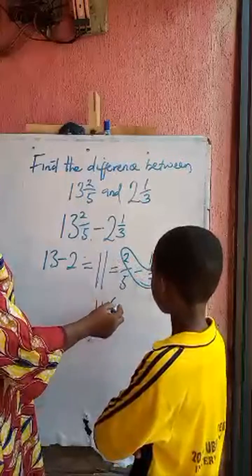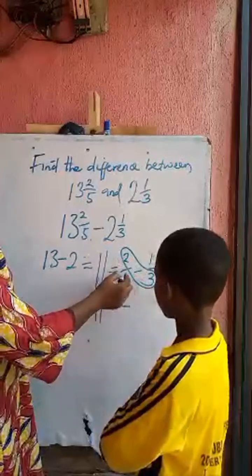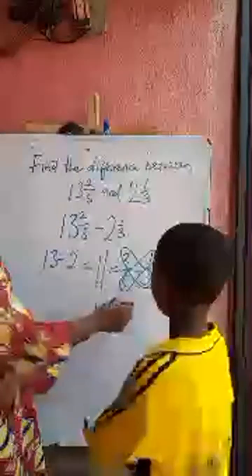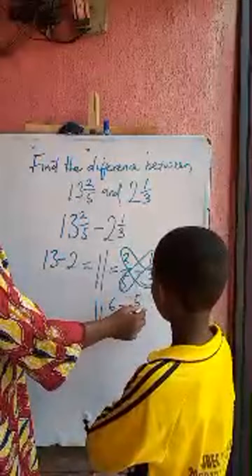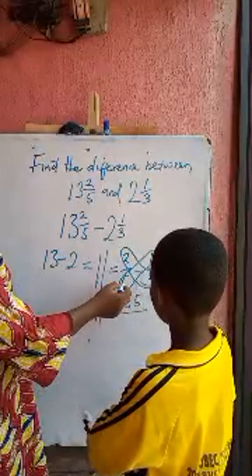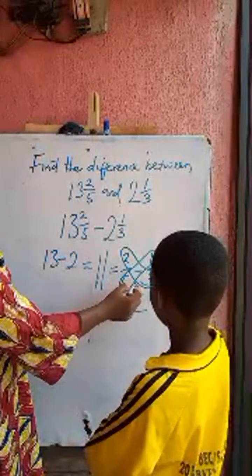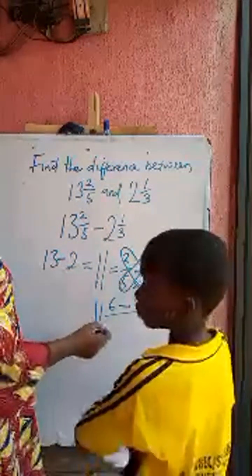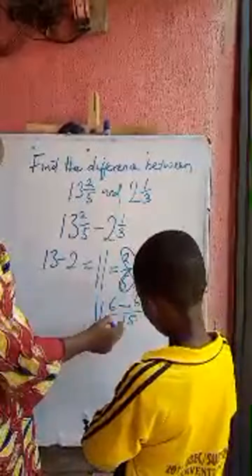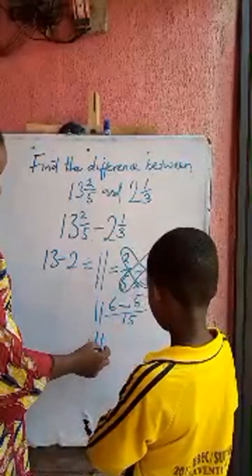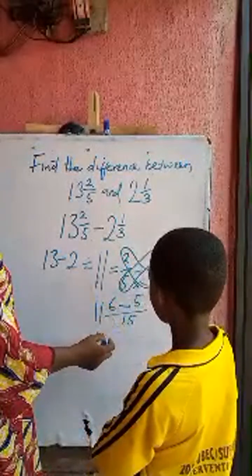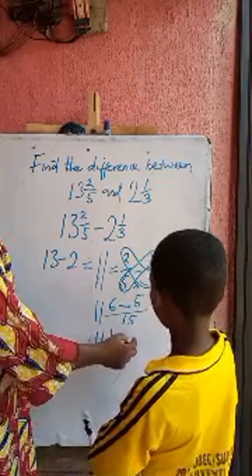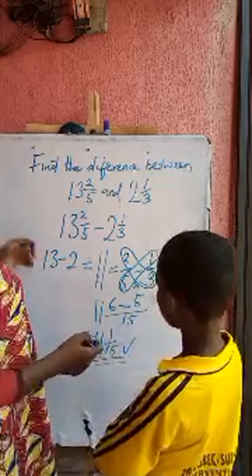Put your subtraction sign. 5 times 1 is 5. Then multiply your denominators. 5 times 3 is 15. So we have 11 whole number, 6 take away 5 is 1, over 15. Study it. Any question?